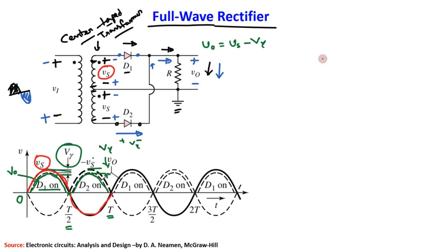Now if I ask you about this plot, that is this V output versus this V supply voltage, Vs plot, then can you please tell me how this plot will look like in case of full wave rectifier? We have done this same thing for half wave rectifier.